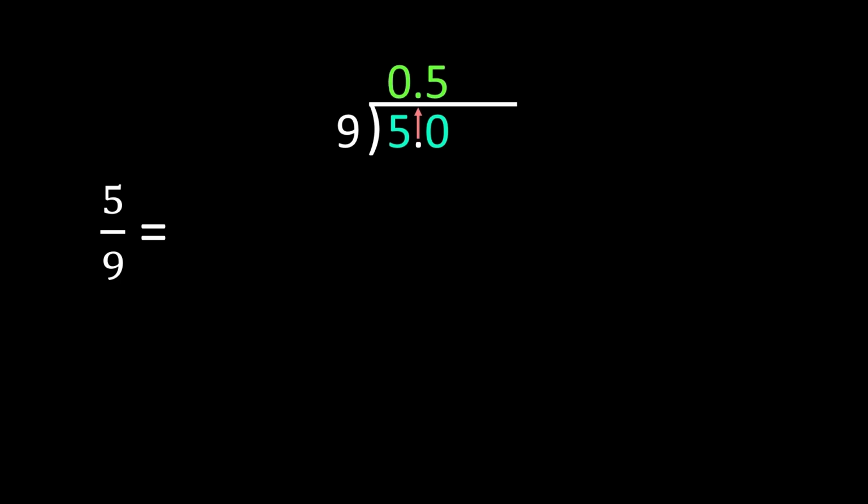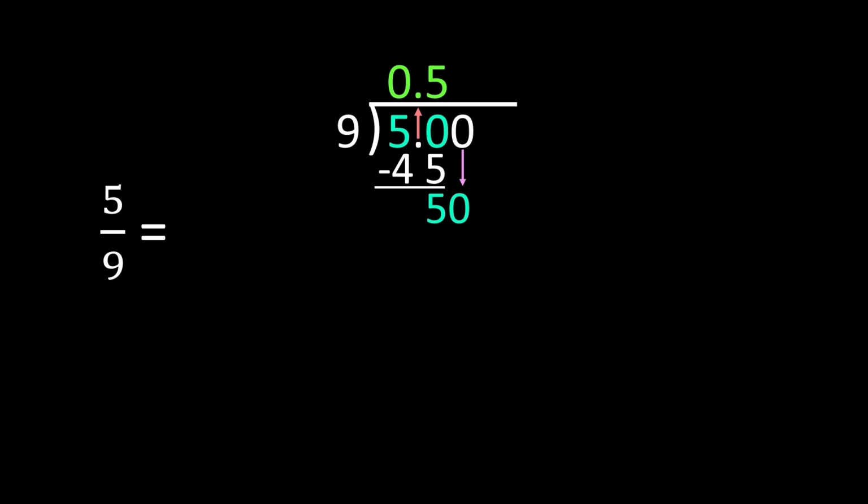Notice that I've put the 5 over the 0 in my dividend as it was 50 that we divided, and I've put a 0 in front of the decimal. 50 divided by 9 is 5. 5 times 9 is 45, and when we subtract, we get 5. We want to keep going, so we're going to add another 0, which we're going to bring straight down, and now we have 50 divided by 9 again.